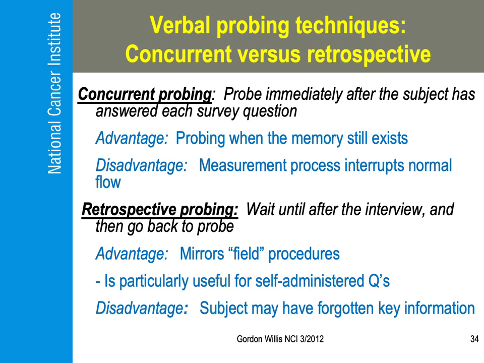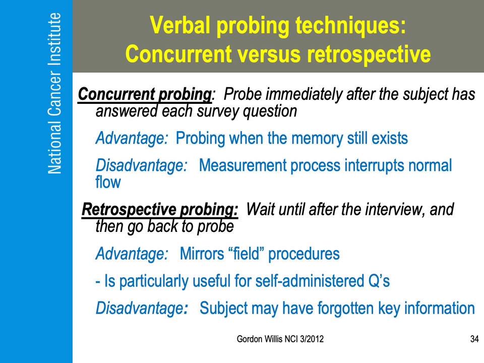An alternative to this is retrospective probing, also called debriefing. In this case, we don't stop to probe, but go all the way through the questionnaire, just asking questions as in a regular survey without any probes. Then at the end, we go back and probe all of these questions. Each of these procedures has advantages and disadvantages.